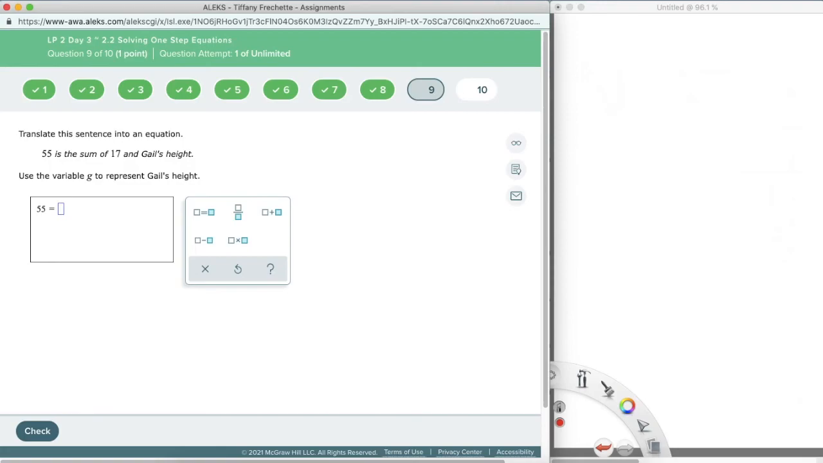And then they tell me to use the variable g to represent Gail's height. So I know it's going to be addition. That's the sum of, and it's going to be g. So 17 and Gail's height, which is g. I don't have to put it in parentheses. The only time I'd have to put it in parentheses is if I'm multiplying by something. If it says, twice the sum of, okay, now I need it in parentheses because I'm multiplying both those pieces by 2. But this doesn't say anything like that. It just says the sum of. So this is all I need.